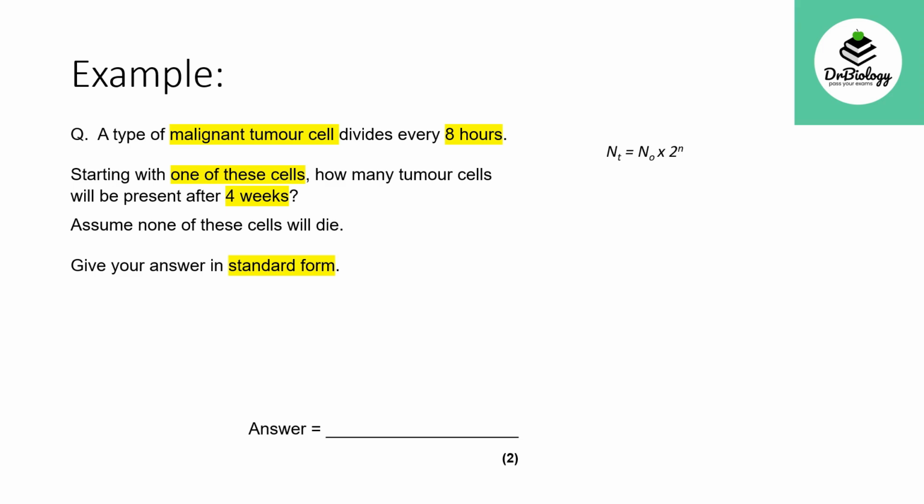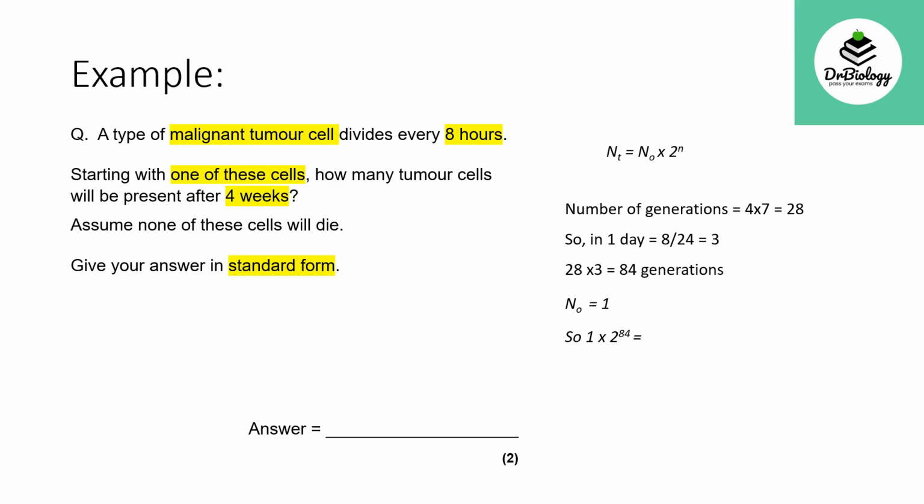First of all, we've got to work out our number of generations. In this case, we know that we've got 4 weeks' worth, which is 4 times 7, which is 28 days. So in one day, it's 3 generations a day. So we can then work out the total number of generations over 4 weeks is 84. N0 is 1, because we basically start with one of these cells. So 1 times 2 to the power of 84, and that will give you 1.93 times 10 to the 25.